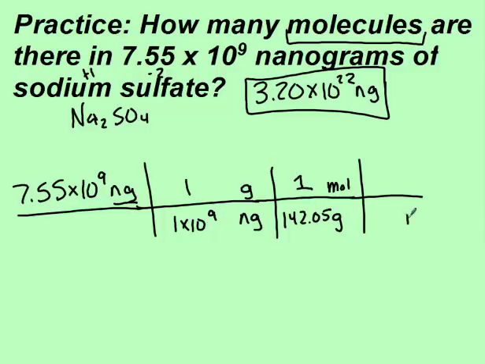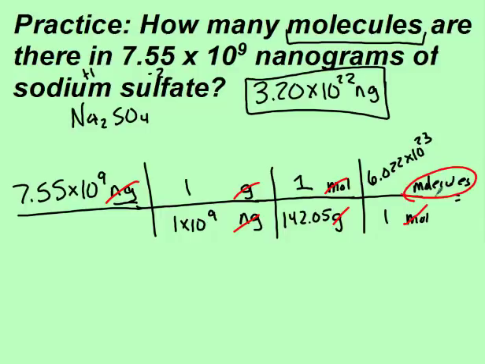And finally, we have moles on the bottom, molecules on top. 1 mole is 6.022 times 10 to the 23rd molecules. All of my units cancel except molecules. I want 3 significant figures, so I've got to keep that 0, so 3.20 times 10 to the 22nd molecules.